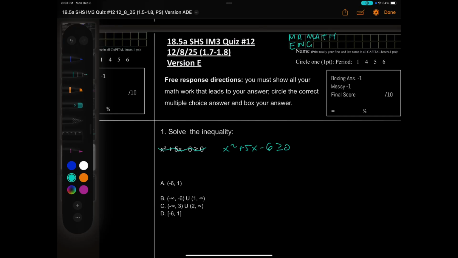Hey guys, let's go over quiz 12, December 8, 2025, 1.7, which is quadratic inequalities, and then 1.8 on the back side was systems. This is version E.